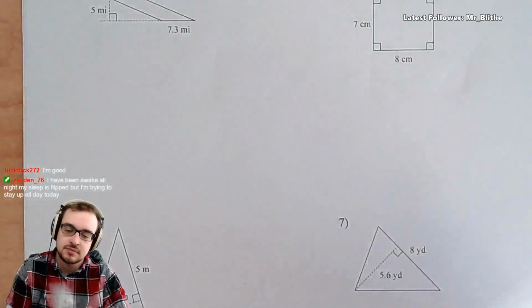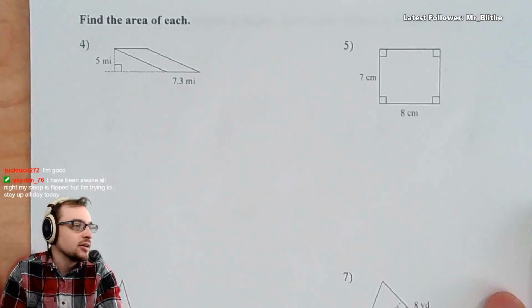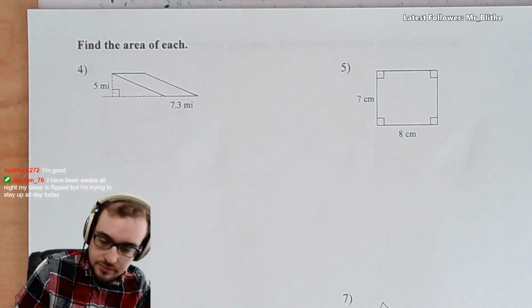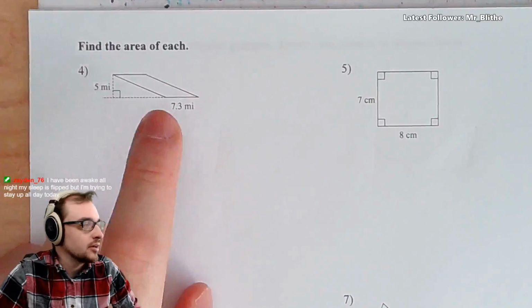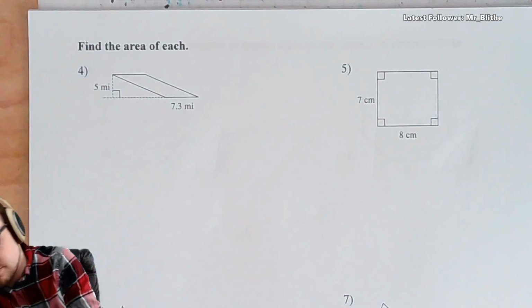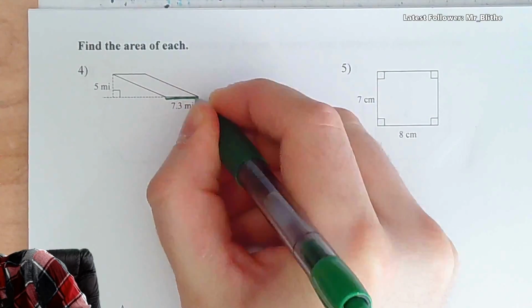Sorry, Zayden. All right, let's take a look at these guys. So it says, find the area of each. All right, so this guy's our parallelogram. And it gives us a base right here of 7.3. So here's our base, 7.3.